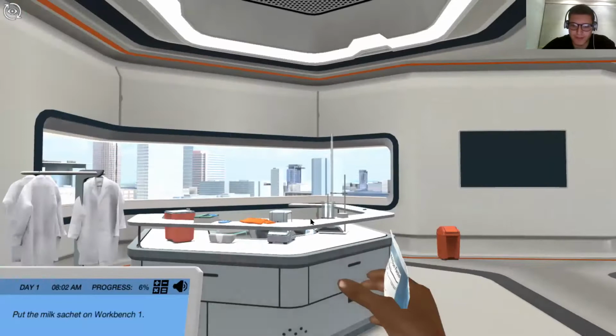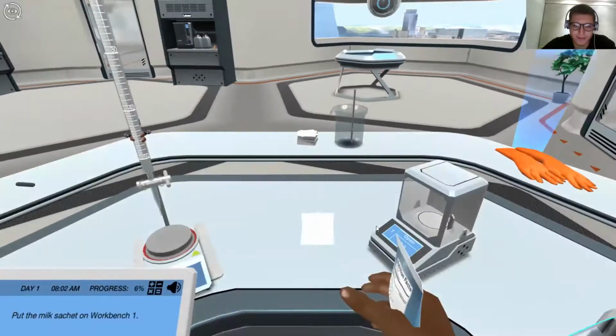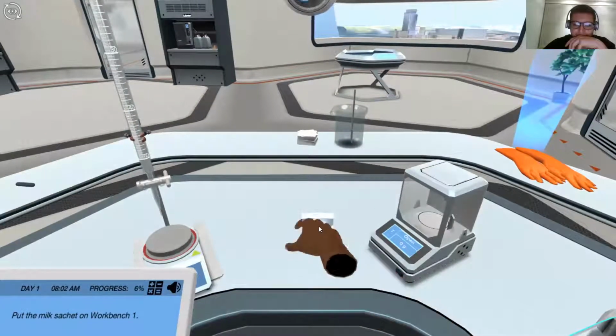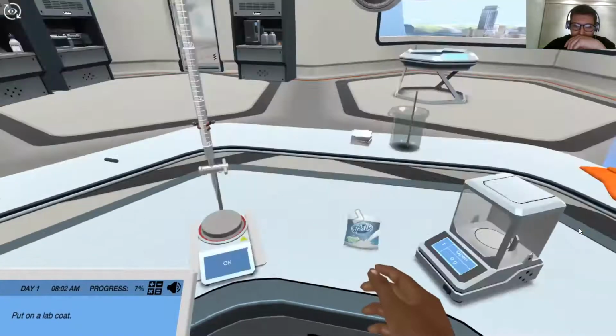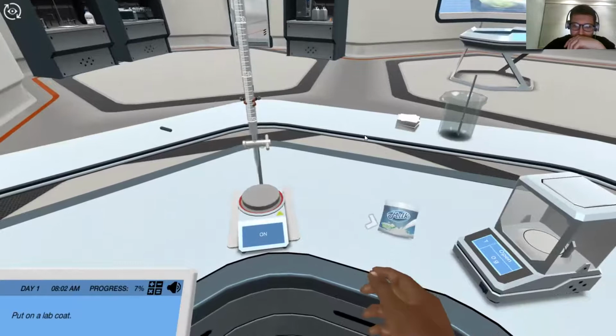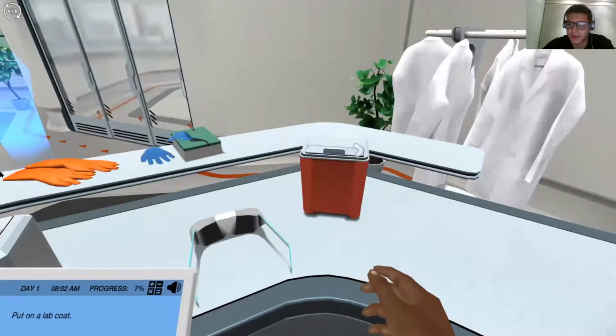¿Cuál será esta? Put on a lab coat. Montan las batas.